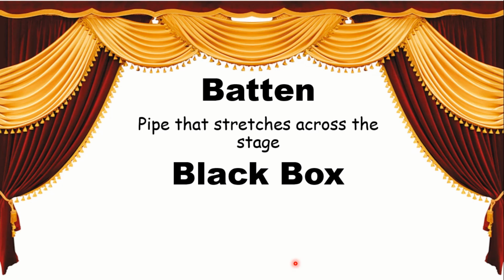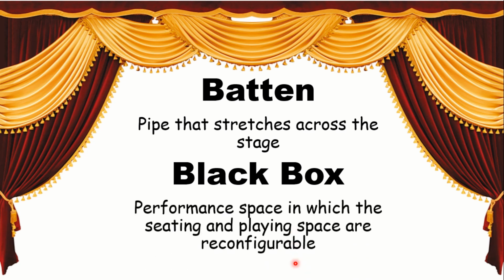Next is the batten, a pipe that stretches across the stage when part of an automated or manual counterweight rigging system, moving in or down and out or up. It also may be a dead hang at a static height. Next is the black box. This is a performance space in which the seating and playing space are reconfigurable.